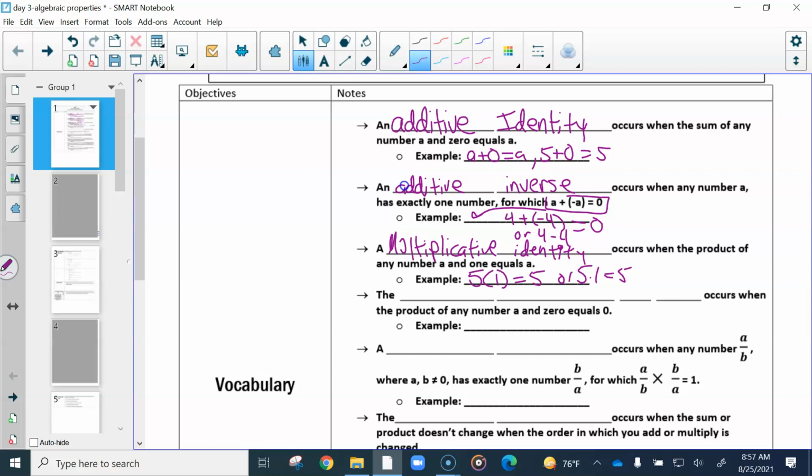So we're going to be using parentheses. We may use the dot if needed. We're not going to be using the x, just because we're going to be using the variable x and don't want to get confused with that.